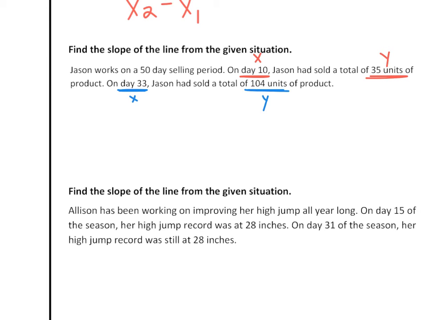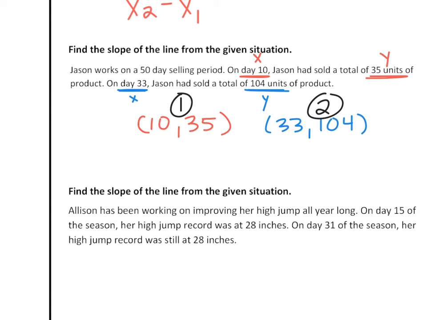So what we have here is two sets of points. We have 10, 35, and 33, 104. Just like before, number your points. Write the formula. Because it wants us to find the slope, we're finding how many he's selling per day or per several days.